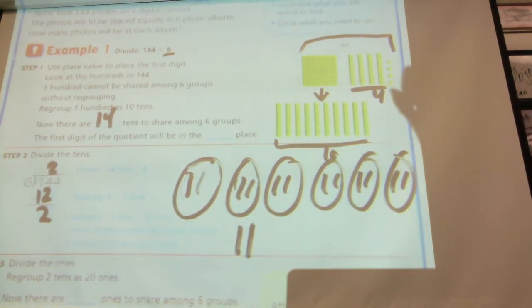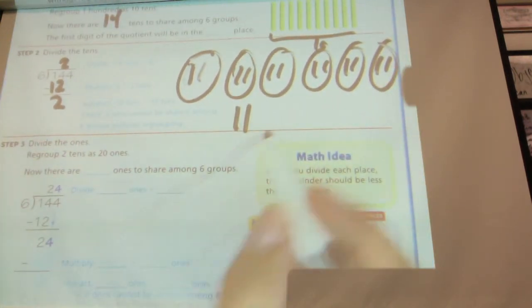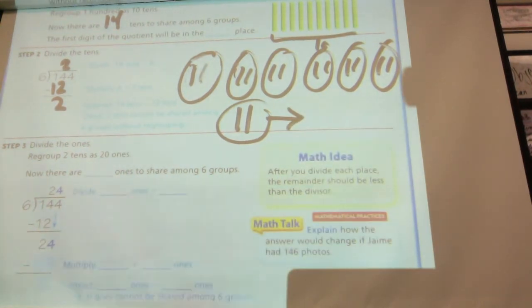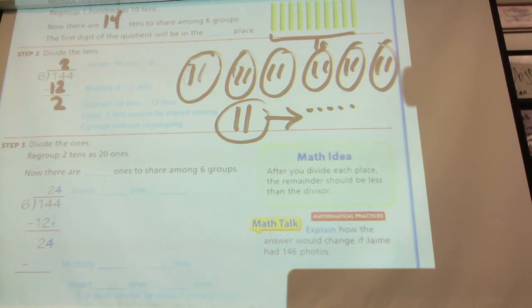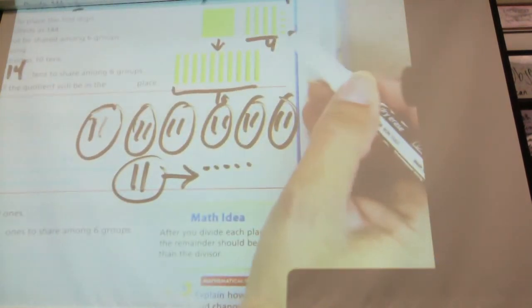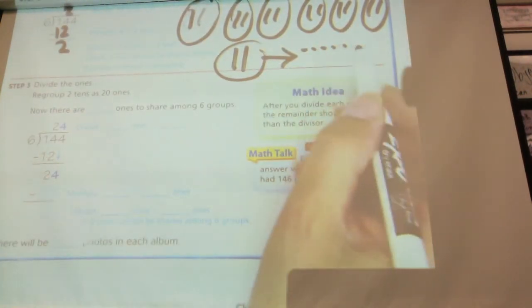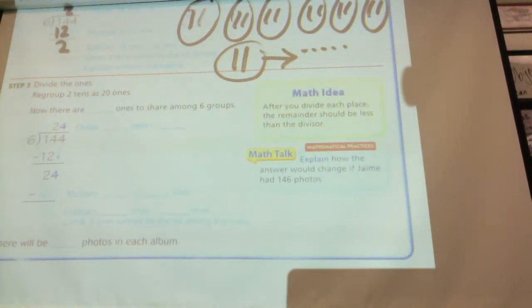So step 3 is going to show us how we need to regroup those 2 10 sticks into what? Those are now going to turn into ones, right? 1, 2, 3, 4, 5, 6, 7, 8, 9, 10, all the way up to 20. Plus, how many ones did we already have up here? 4. So we have 20 from here and 4 from up there. So now we have 24 ones.